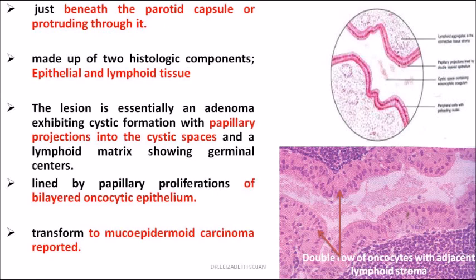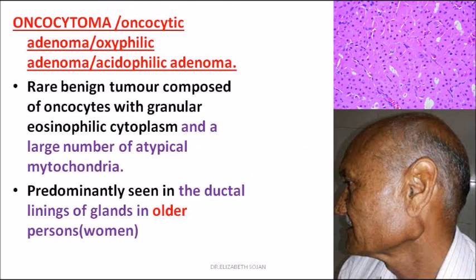So that is why Wharton's tumor is also called papillary cystadenoma lymphomatosum, or adenolymphoma. Clear? Now coming on to oncocytoma. Just remember, oncocytoma is otherwise known as oncocytic adenoma or oxyphilic adenoma. So what is an oncocytoma? Oncocytoma is a rare benign tumor which is composed of oncocytes.